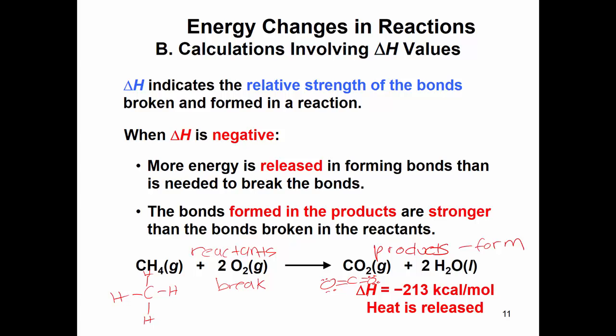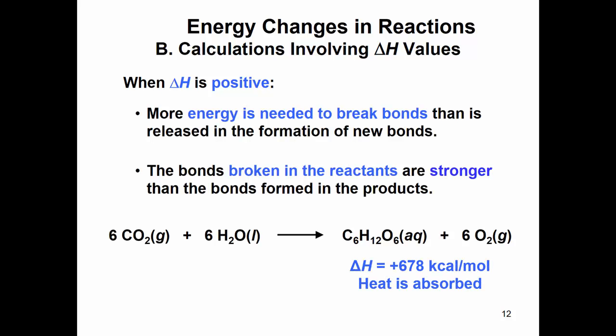Delta H still means enthalpy, but for a chemical reaction, typically this is an energy in the form of heat. This means that the bonds you formed in your products are stronger than the bonds in the reactants. And so this is typically favored. You want your products to be more stable and stronger. So in an exothermic reaction, the bonds in the products are stronger than in the reactants.